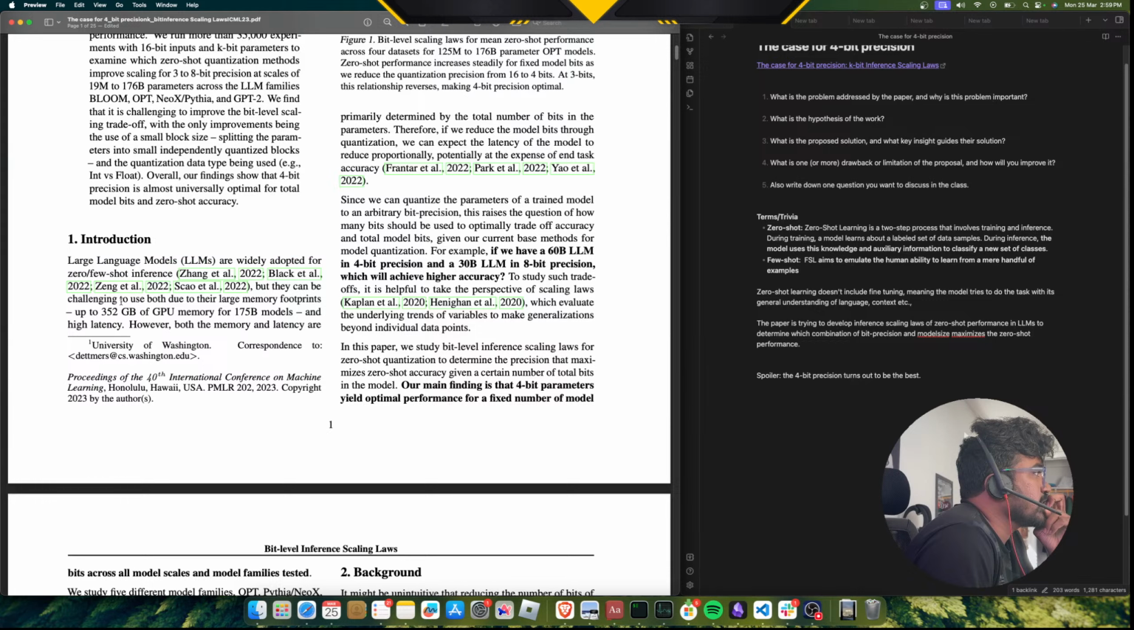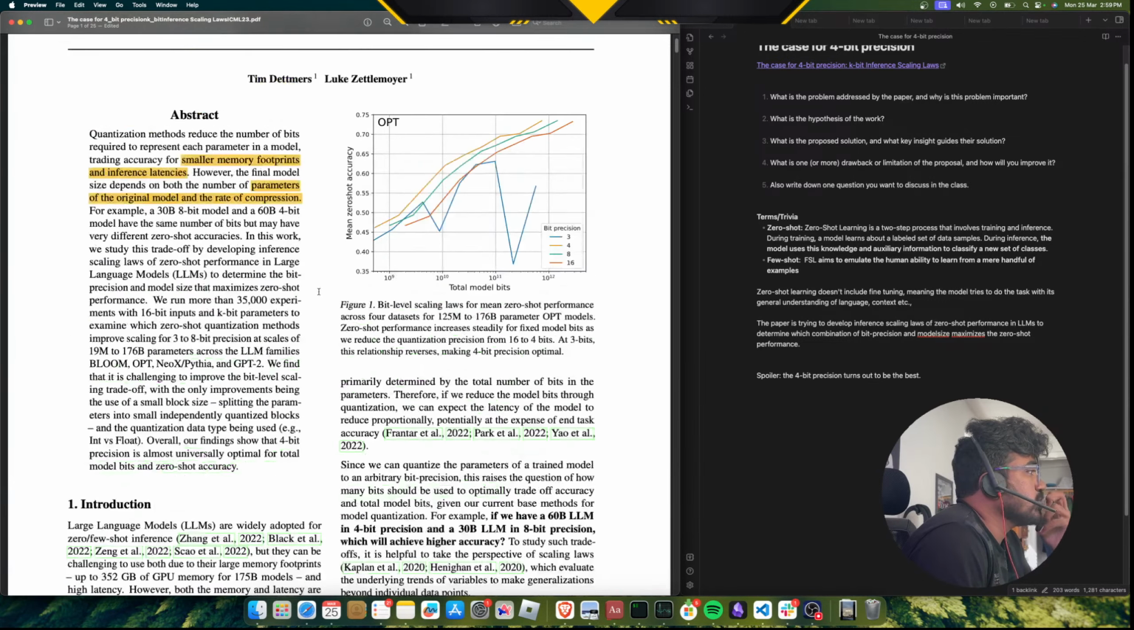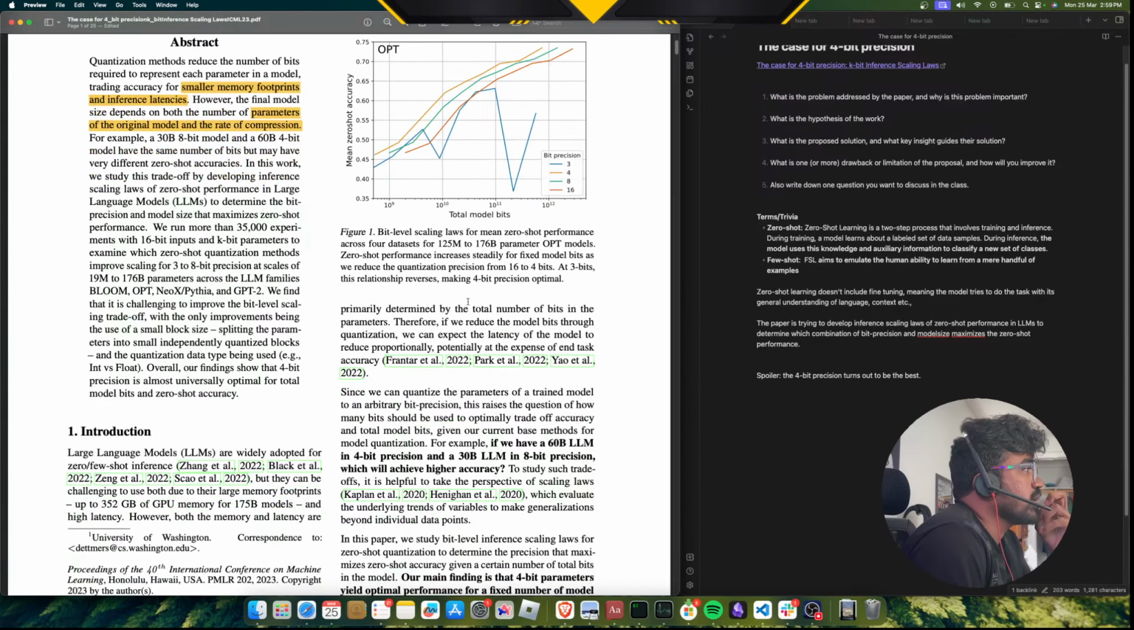Inference, but they can be challenging to use due to their large memory footprints. However, both memory and latency are primarily determined by the total number of bits in the parameters. Therefore, if you reduce the model bits through quantization, you can expect the latency of the model to reduce proportionally, potentially at the expense of end task accuracy.